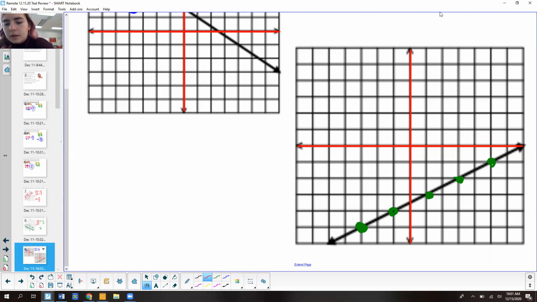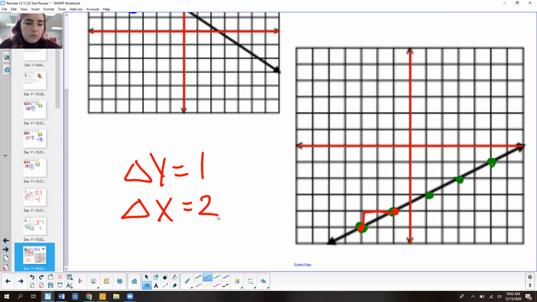Okay. All right, so we're gonna go ahead and pick one of these points. I'm just gonna pick this one down here and I'm gonna find the slope from this one to this one. So we're gonna go find our elevator ride. We're gonna start here. We're gonna go up 1. So our change in y is 1. Then we're gonna go over 1, 2. So our change in x is 2. So what is my slope then?